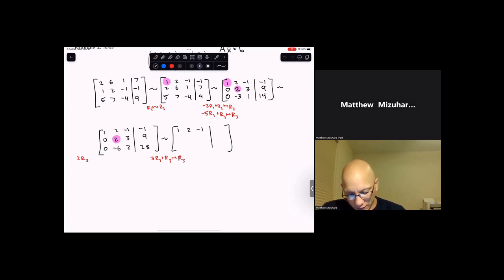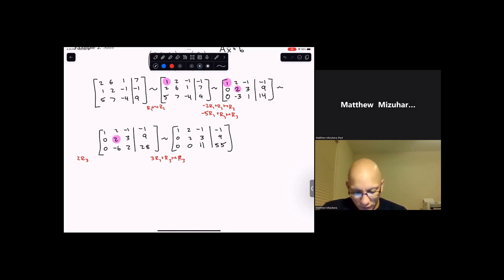And so if I do that, here's what I'm going to get. So I'm going to copy down my first 2 rows. Those aren't changing. So the 0 stays 0. So now I'm going to do, like I said, 3 times 2 is 6 minus 6. That's a 0. 3 times 3 is 9, plus 2 is 11. 3 times 9 is 27. 27 plus 28 is 55.